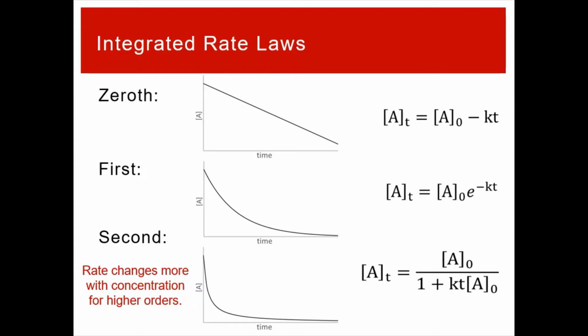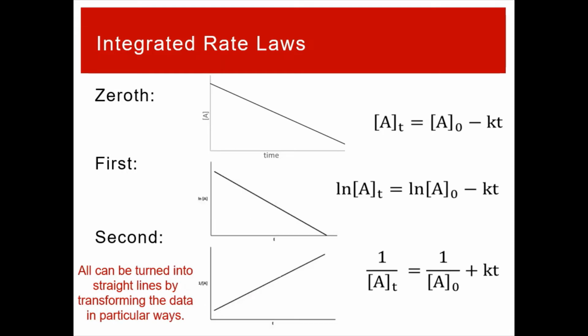But those are a little complicated, and they can be difficult to work with algebraically and to use. So instead, we used what are called the linearized forms of the integrated rate laws. So linearized, implying that we're turning them into straight lines. So 0th order already was a straight line.